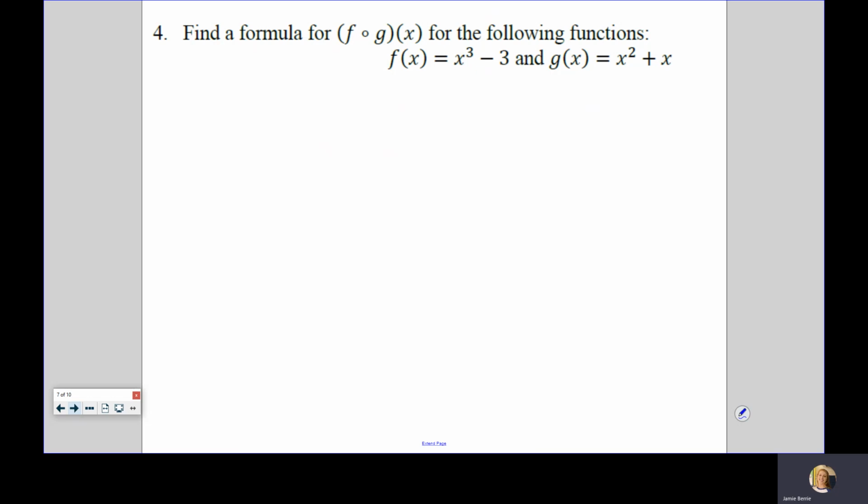All right, so the same rule applies here. If we plug in a variable, we're going to get out a variable. If we plug in a number, we're going to get out a number. So it says find a formula for f composed with g of x for the following functions. F of x equals x cubed minus 3, and g of x equals x squared plus x. All right, so f composed with g of x. Try to make your little circle small so that it doesn't look like an O or a 0.